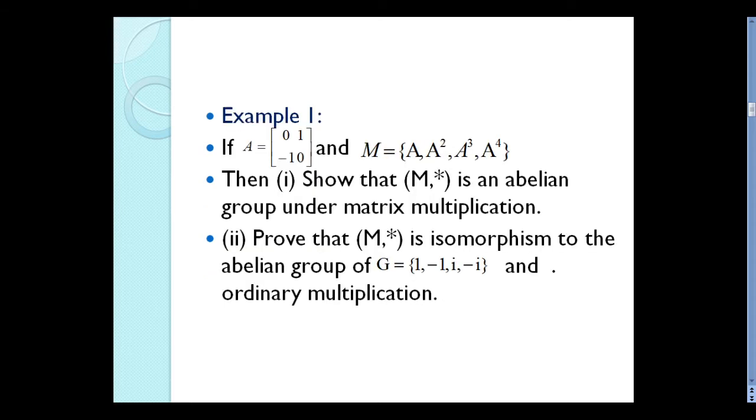Example 1. If A is equal to the matrix 0, 1, minus 1, 0 and M is a set of four matrices A square, A cube, A power 4. Then the first thing we have to show is that M under binary operation star is an abelian group under matrix multiplication. Then the second thing we have to prove is that M under star is isomorphic to the abelian group G equal to 1, minus 1, i, minus i with ordinary multiplication.